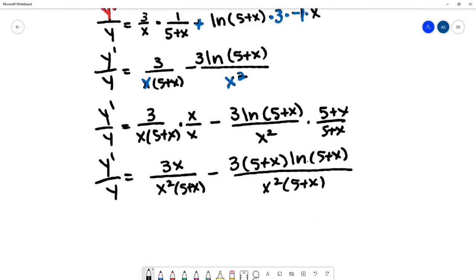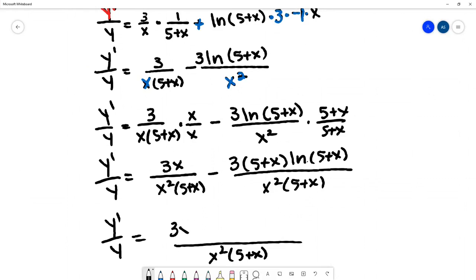You can write that as a single fraction, and that will give me x squared times 5 plus x in the denominator, and in the numerator 3x minus 3 times 5 plus x, natural log of 5 plus x.